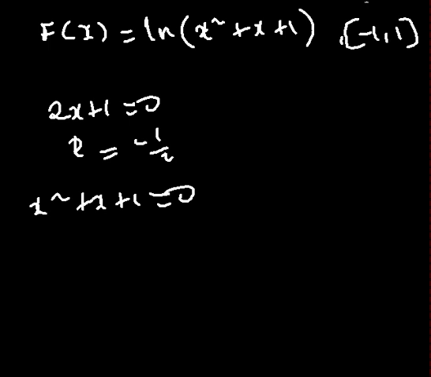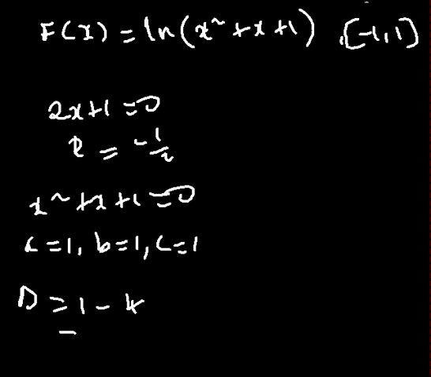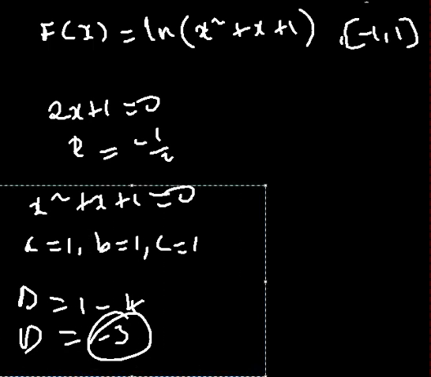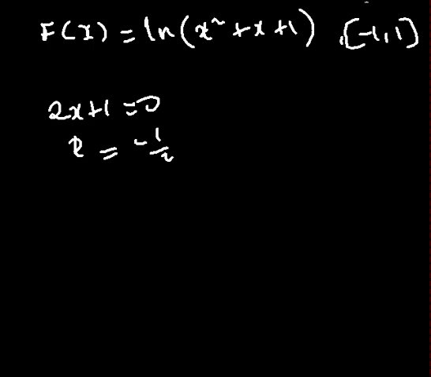But let me just check if it has real solutions or not using the discriminant. So a is 1, b is 1, and c is 1, and the discriminant is b squared, that is 1, minus 4ac, that's 4 times a times c, which is the same as 4. And now since the discriminant is a negative number, it means that one has no real solution. It cannot be solved. Therefore, the only critical value from the calculations is negative half.